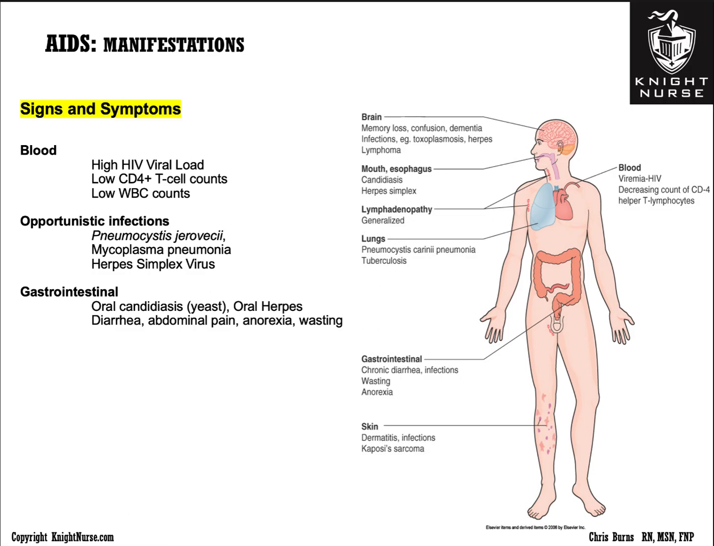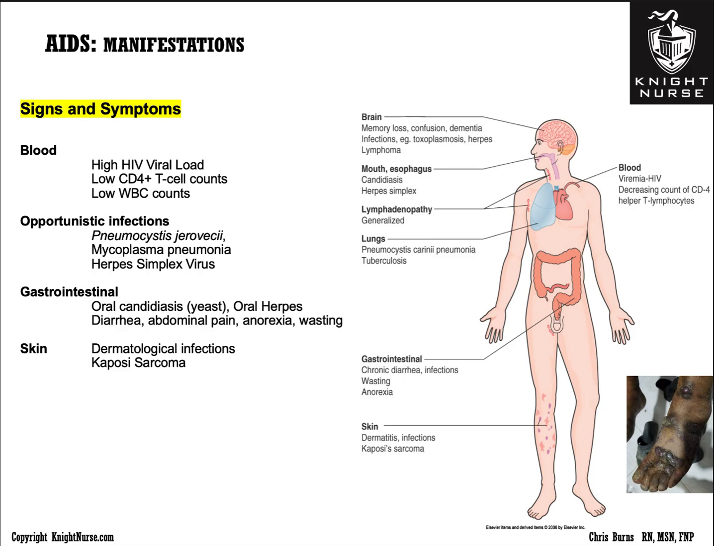abdominal pain, muscle wasting. On the skin, they can get different dermatological staph infections. They can also develop Kaposi sarcoma, which is what you see on the foot to the far right. It's like purplish, bloody, almost look like blisters, but it's actually a form of a sarcoma. Generalized lymphadenopathy, because the body's trying to do what it can to fight infection, and that's swollen and tender lymph nodes.